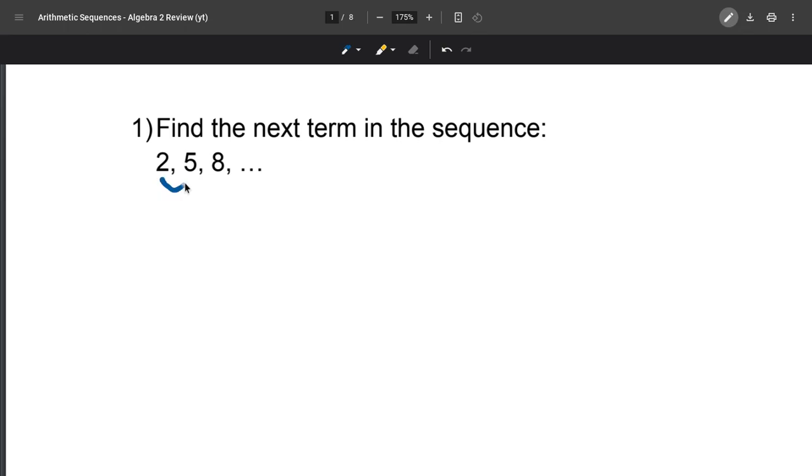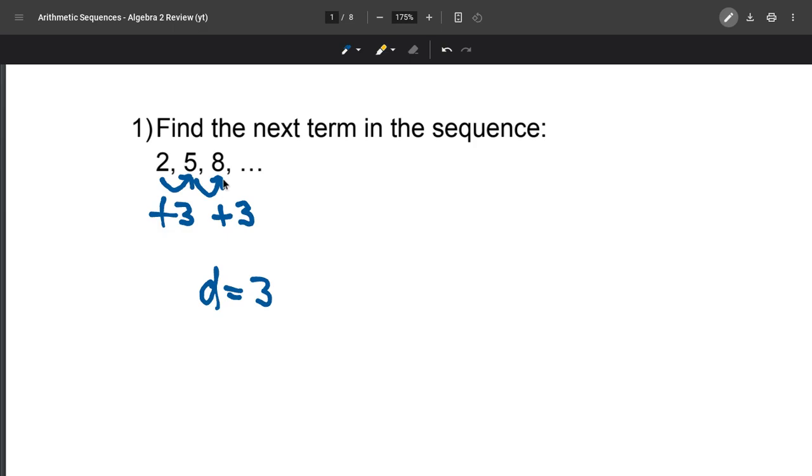So when we go from 2 to 5, we add 3 to 2. And then we go from 5 to 8, we're also adding 3. And this is called the common difference between terms. Sometimes they call that D, so if I was asking you what's the common difference, well, it's 3.